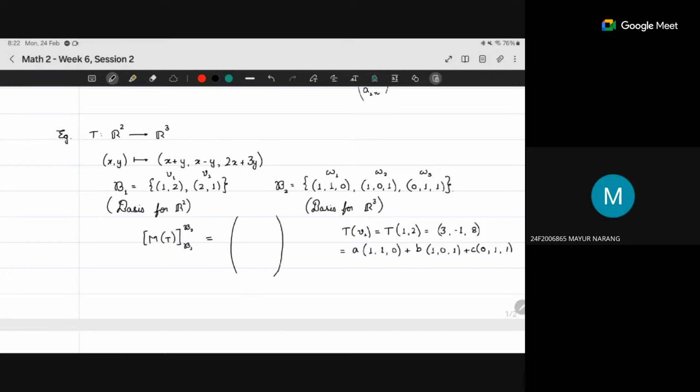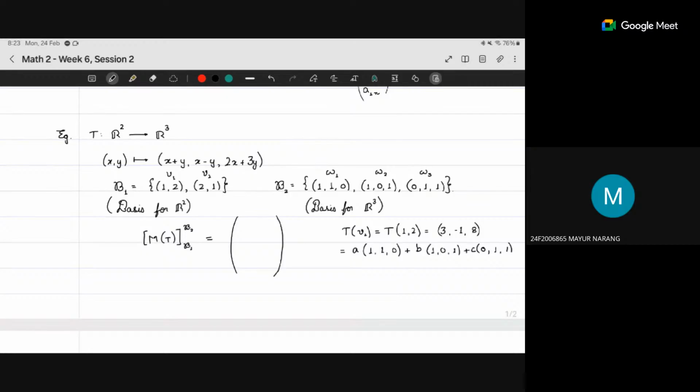V1 is (1, 2), right? So for T of (1, 2), I'll just use this formula. As you can quickly see, x plus y is 1 plus 2, that is 3. x minus y is 1 minus 2, which is minus 1. And 2x plus 3y is 2 plus 6, which is 8. So I got (3, minus 1, 8) as the image of the first basis vector. But now I have to express that as a linear combination of the basis given on the codomain, which happens to be W1, W2, W3, which is (1, 1, 0), (1, 0, 1), (0, 1, 1).